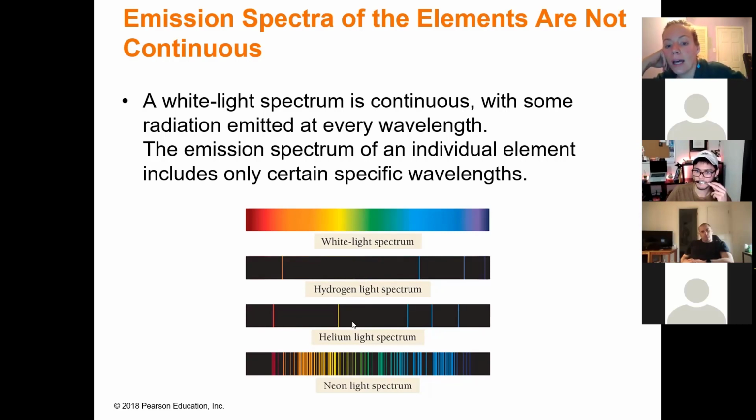Helium has a couple more lines. Neon has quite a few. So if you stand underneath neon light, usually you'll see most of the colors, but you don't have as much of a spread as you would in natural light. Again, these are signatures. These are unique to each element. So every single element has its own unique spectrum.